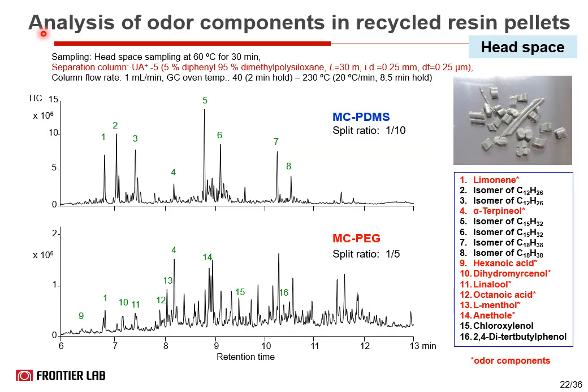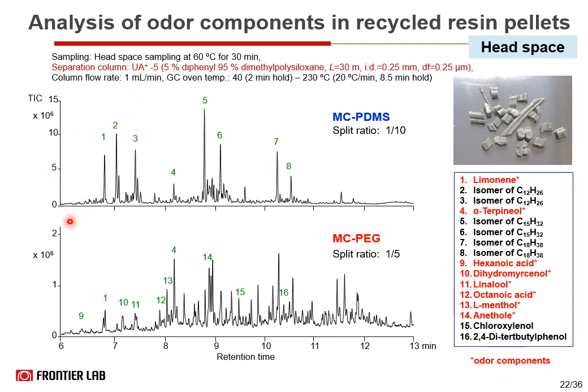This is an example of the analysis of additive components in recycled resin pellets. The additive components from a polypropylene pellet, which was recycled from wax and detergent containers, are extracted by MC-PDMS and MC-PEG using the headspace sampling technique, and the MCs were analyzed by thermal desorption GCMS using a separation column with low polarity.